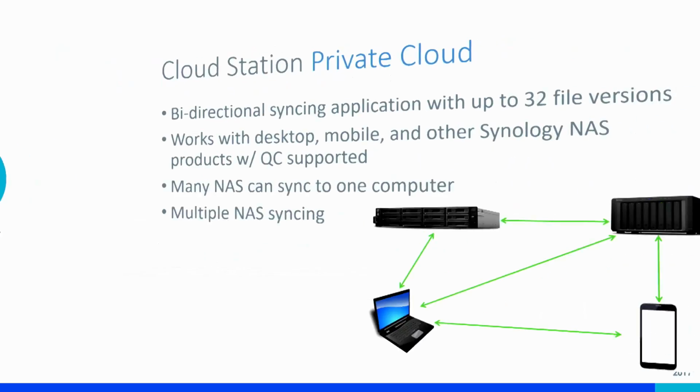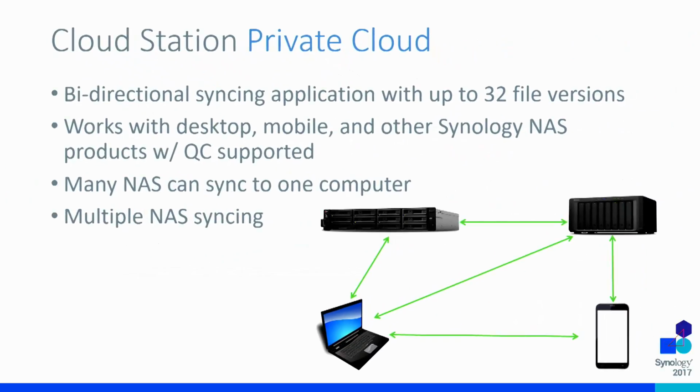So that was the public cloud. Let's talk about our private cloud solution called CloudStation. CloudStation allows for bidirectional syncing with file versioning. A file version is a historical version of a file that you can go back and recover. So let's say you edited a file a week ago, and you need to restore back to that specific edit because the current version you have might have something wrong with it. So with the file version history, you can go in and restore that specific file.